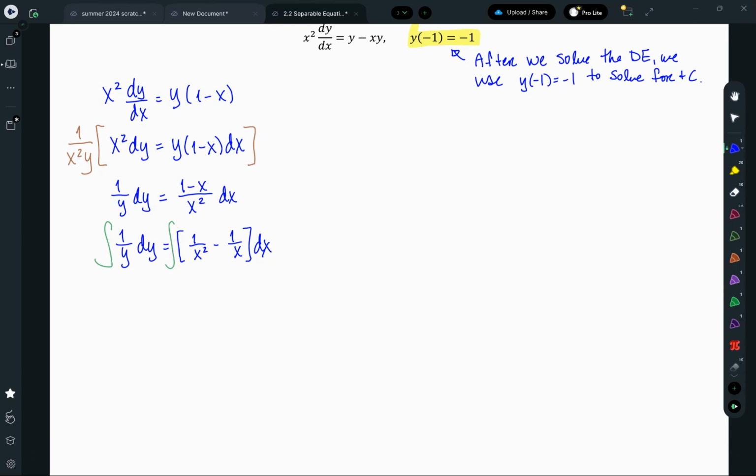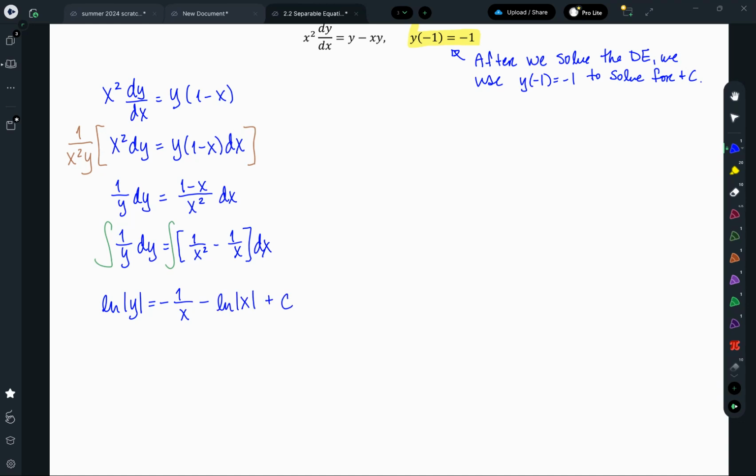On the left-hand side, the integral or antiderivative of 1 over y is the natural log of the absolute value of y. On the right-hand side, the antiderivative of 1 over x squared, that's the same as the antiderivative of x to the minus 2, which would be x to the minus 1 over negative 1, so a negative 1 over x. Minus the antiderivative of 1 over x is the natural log of the absolute value of x, and then we have a plus c.